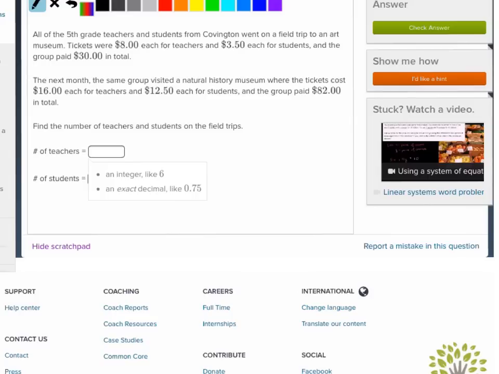So let's make an equation for the first scenario, up here. I'm going to make my equation in red. Tickets were $8 each for teachers. Now, I need to define a variable for teachers, and a different variable for students. It doesn't matter the variable, but generally we use X for the teachers and Y for the students. The only reason I chose X for the teachers is because they came first and X comes first in the alphabet.